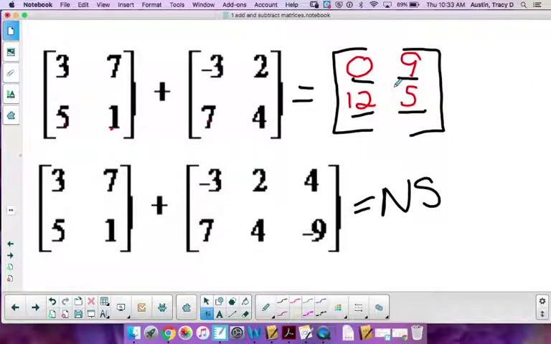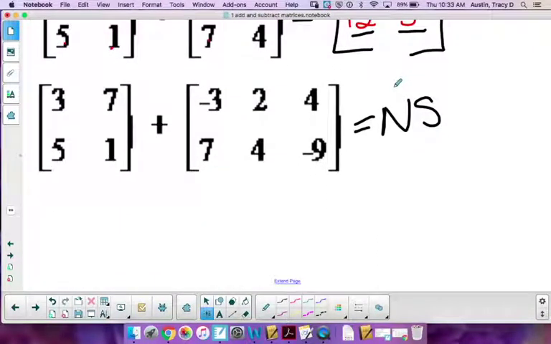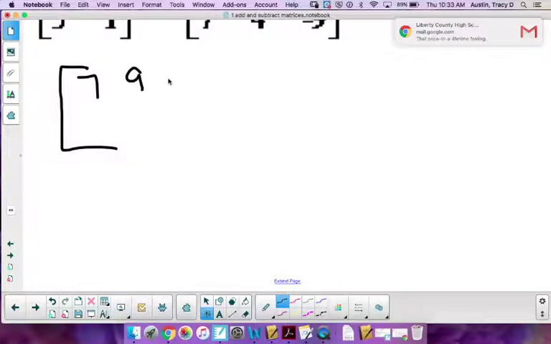So let's try a subtraction one. Make sure you've got it. Right. 7, 9, 3, 2, 6, -4.